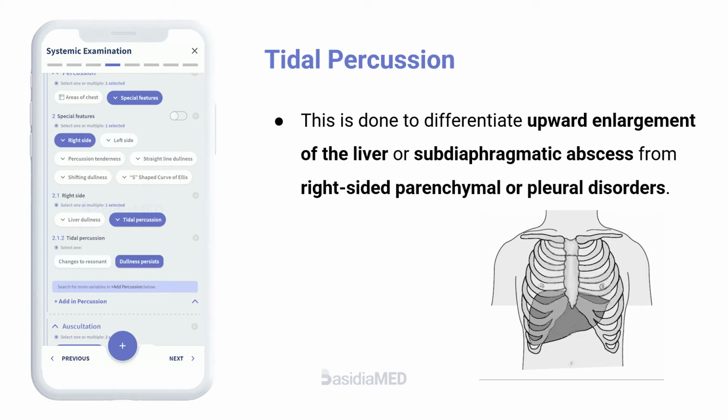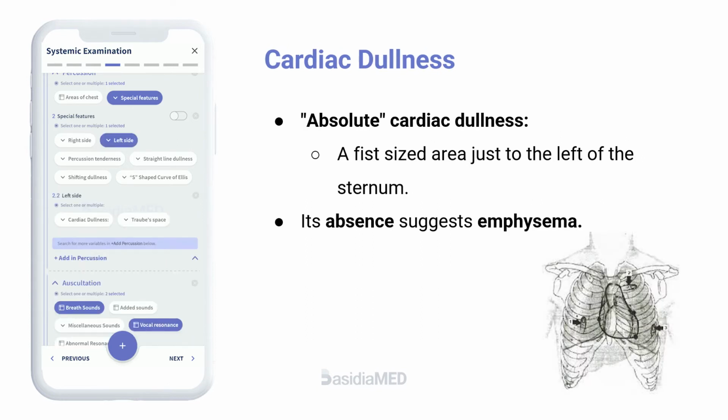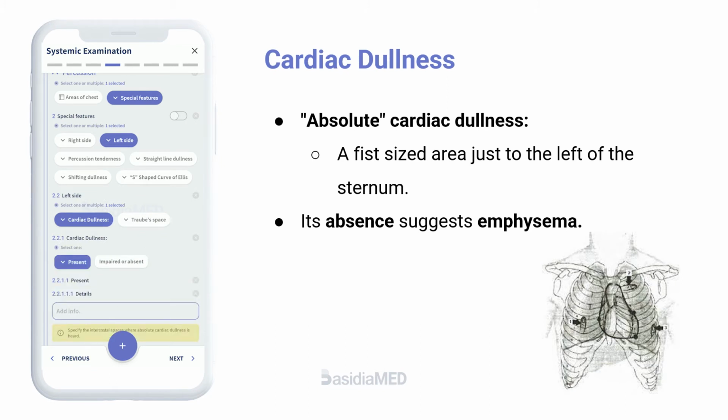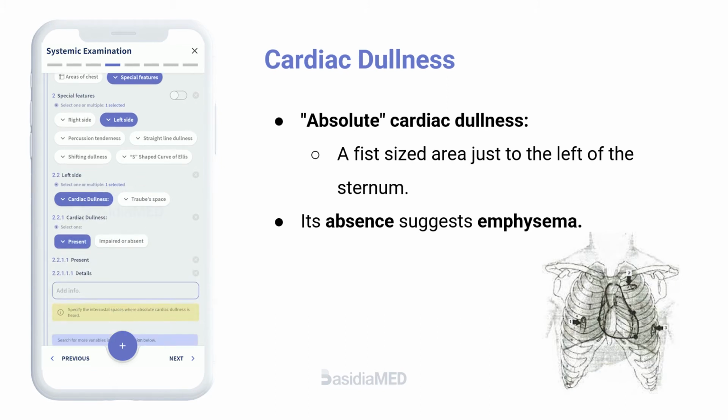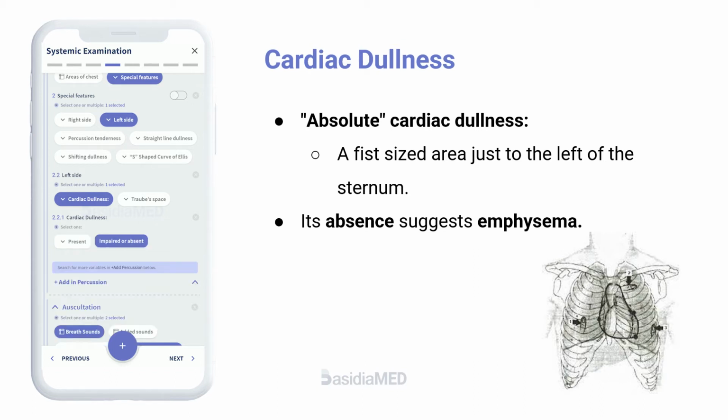Persistent dullness, on deep inspiration, may be due to diaphragmatic paralysis, right-sided parenchymal or pleural pathologies, such as pleural effusion, tumors, etc. Cardiac dullness. Outline the area of absolute cardiac dullness. It is a fist-sized area, just to the left of the sternum. The absence of cardiac dullness is suggestive of emphysema.